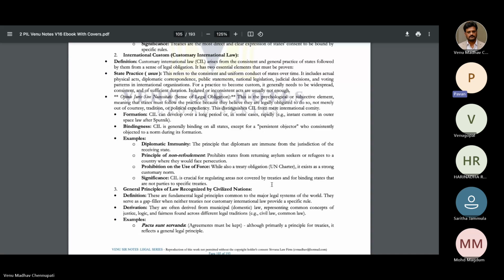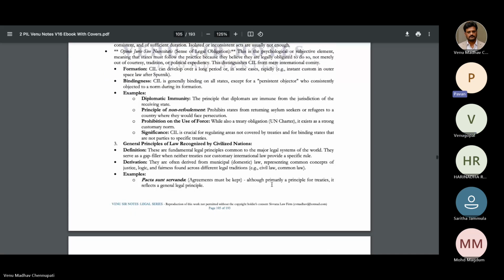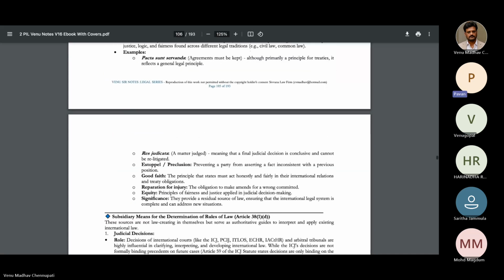Res judicata: a matter judged, meaning that a final judicial decision is conclusive and cannot be relitigated. Estoppel, preclusion: preventing a party from asserting a fact inconsistent with a previous position. Good faith: the principle that states must act honestly and fairly in their international relations and treaty obligations.